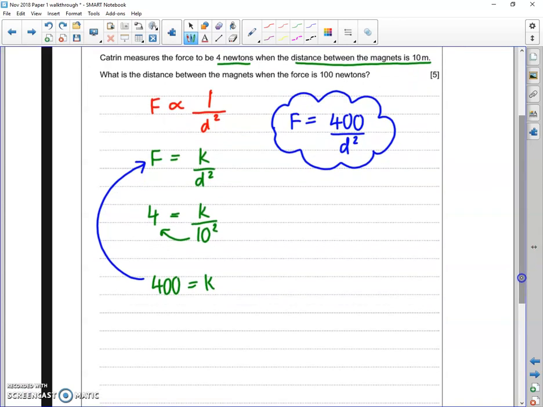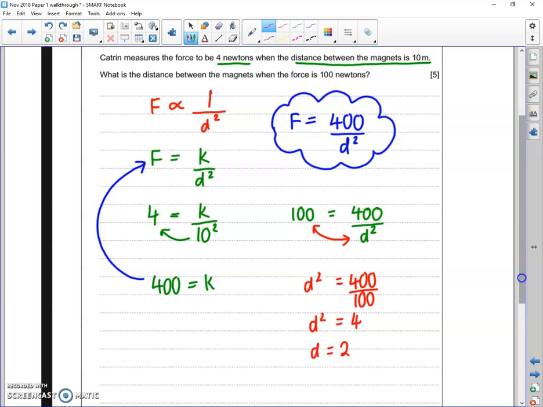Right, now we've got to work out the distance when the force is 100. So if F equals 100, 100 equals 400 over d squared. D is what we want to work out. D is on the bottom of a fraction, so we're going to have to do some rearranging. Swap those two around, so d squared comes up, 100 goes down. So d squared is 400 divided by 100. D squared is 4, and the square root of that is 2.